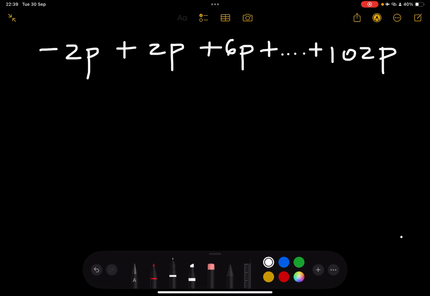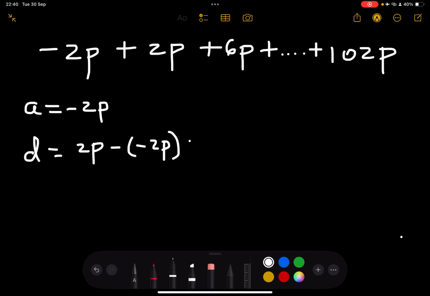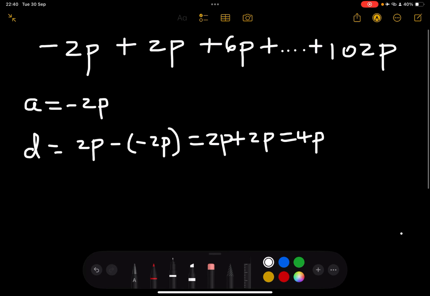In this problem, we are asked to calculate the sum of this series, and we are told that this series is arithmetic. Because they told us that it's arithmetic, I know that my first term is negative 2p. Then my difference is term 2 minus term 1, which is 2p plus 2p, which is 4p.